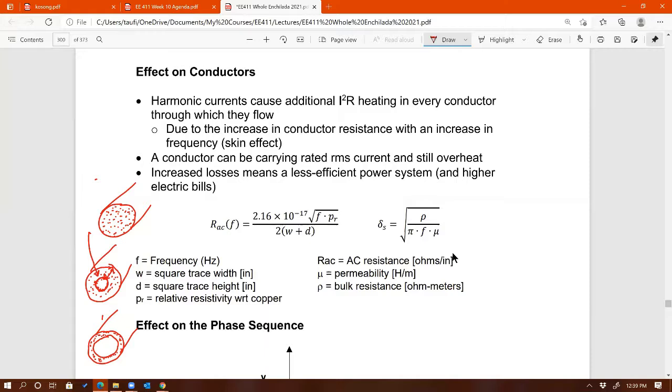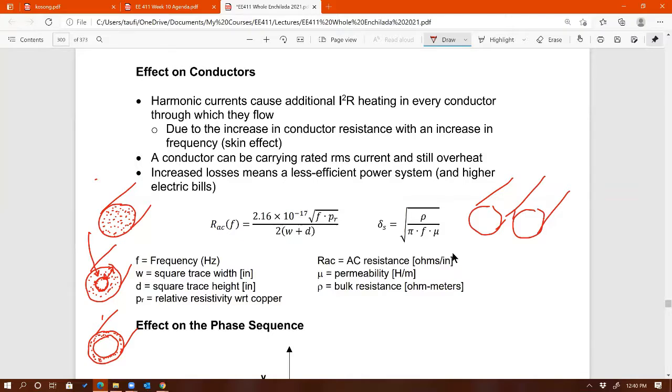Skin effect, right? Proximity effect happens if you have two wires nearby. Skin effect is the effect of frequency on itself, so just a single wire, an individual wire to itself, that's skin effect. Proximity effect is if we have two wires close to each other, right?